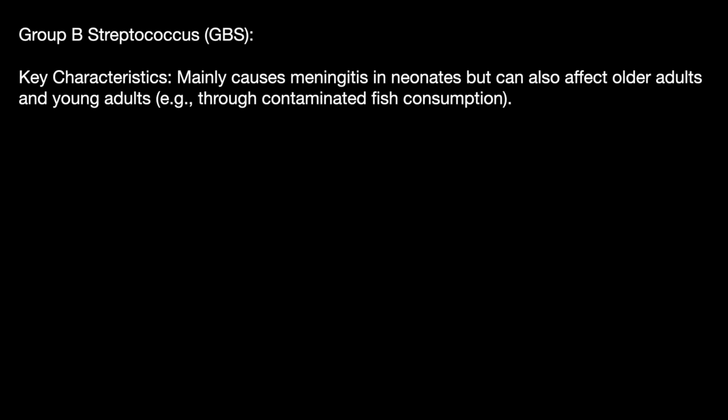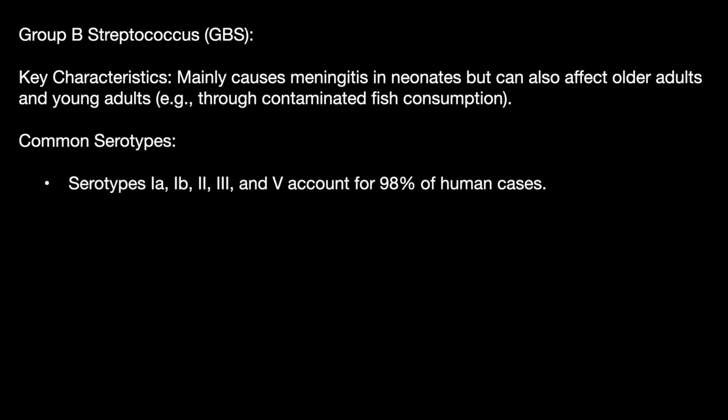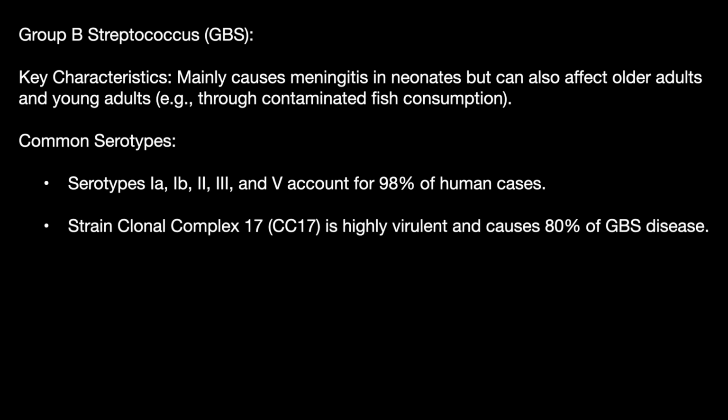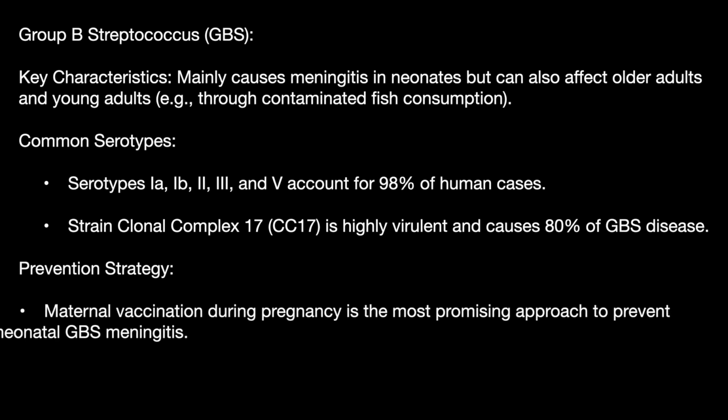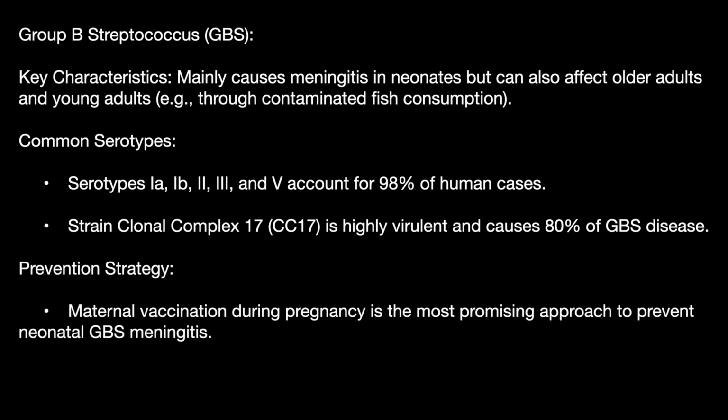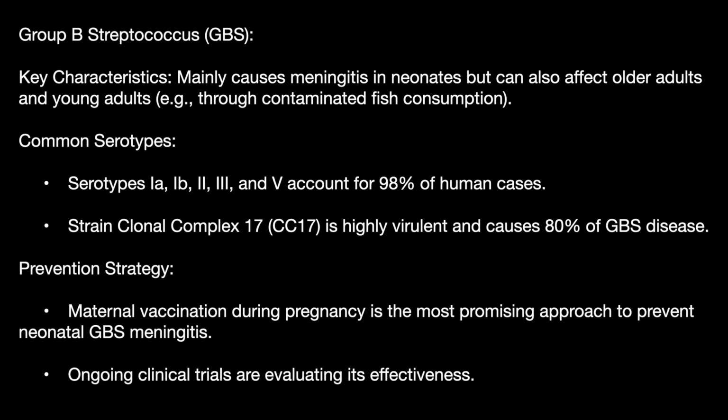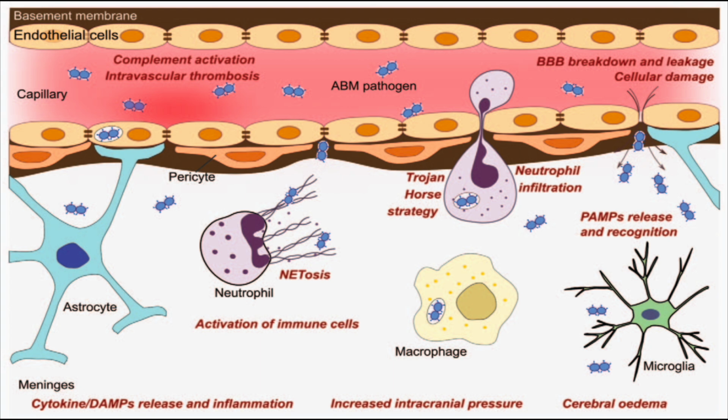If we go to group B streptococcus, it mainly causes meningitis in neonates, but can also affect older adults and young adults through contaminated fish consumption. The common serotypes are given here, which account for 98% of the human cases. Strain clonal complex 17 is highly virulent and causes 80% of the GBS disease. The prevention strategy is a maternal vaccine during pregnancy, the most promising approach to prevent neonatal disease, and clinical trials are ongoing to look at its effectiveness.